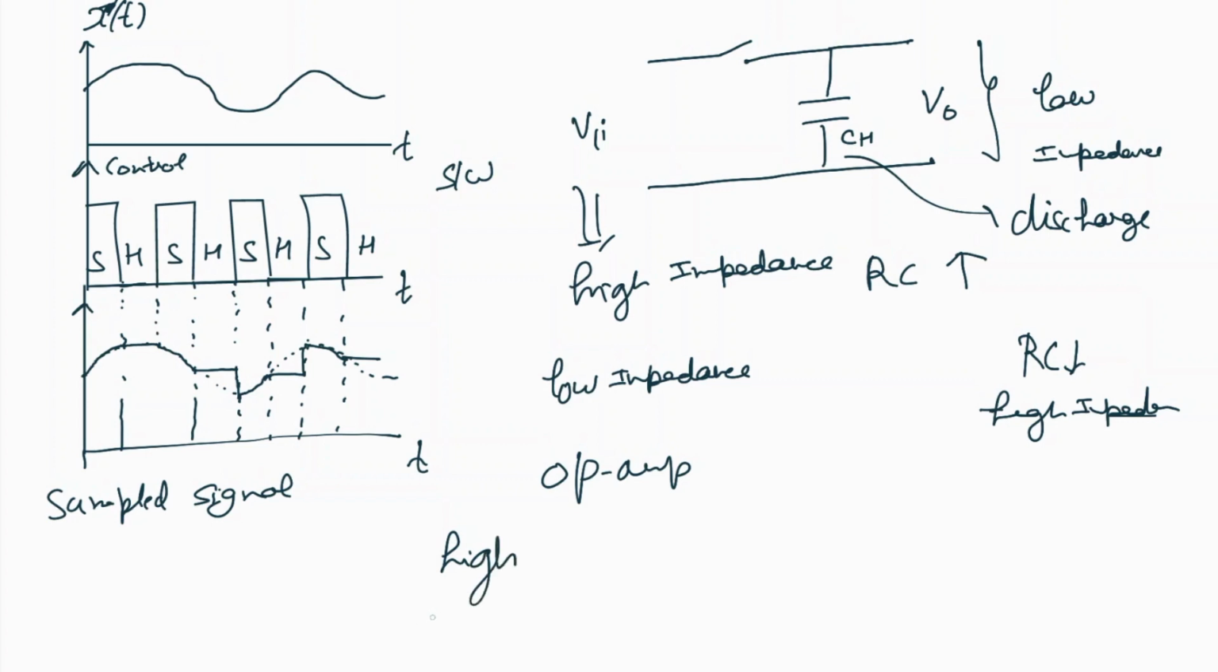So we need something which provides very high impedance on one side and very low impedance on the other side. This is where we use op amps, because op amps have very high input impedance and very low output impedance.